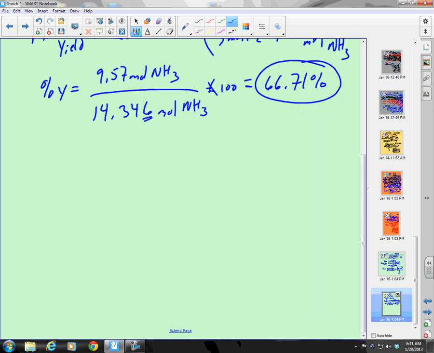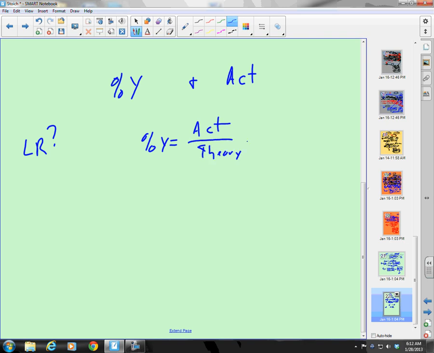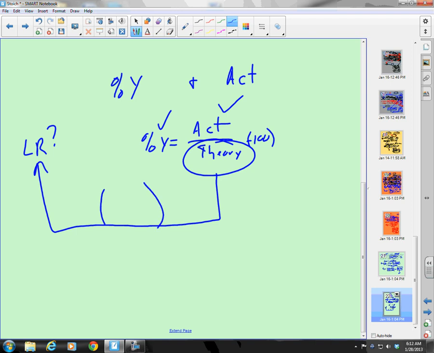Now let's play another game here. What if I gave you a percentage yield and an actual yield, and I want to know how much of my limiting reagent I start with? Well, my percentage yield is equal to my actual divided by my theoretical yield, right? So I have that, and I have that, meaning I can calculate my theoretical yield. Once I have my theoretical yield of one of my products, I can go from it to my limiting reagent using the mole ratio. And then I'd have my limiting reagent. So that's another way I could do a problem with percentage yield.